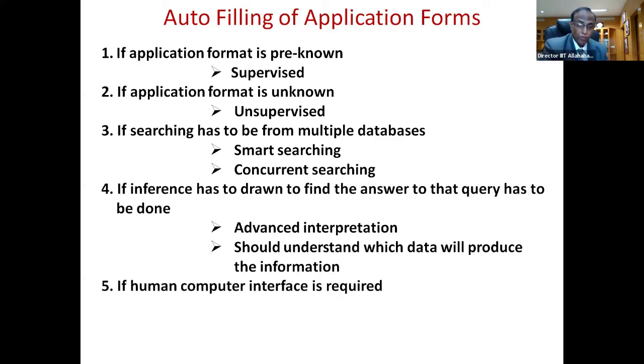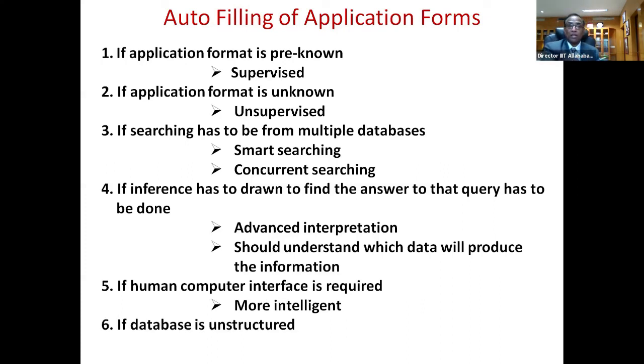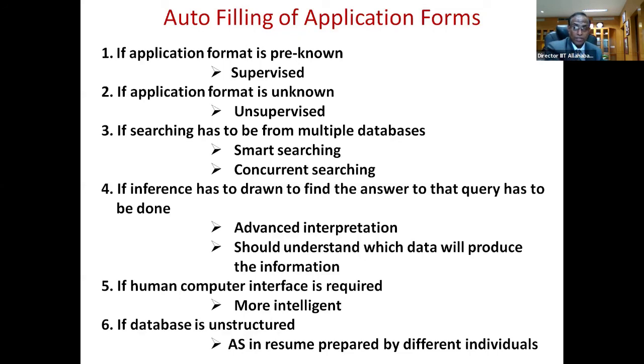Now another complication is if a human computer interface is required. Many times our database may not be able to give some particular answers, so a human interface is very much required. If a human computer interface is also required for filling up the application form, it has got to be more intelligent learning. If the database is very unstructured, like resumes of different individuals, Dr. Sharmila may prepare a resume in a different way, Dr. Purnima Shetty may prepare hers in a different way. Different people produce their resumes, but I have got to extract some content from all of them. Then how to fill up the application forms? These are all very interesting problems.